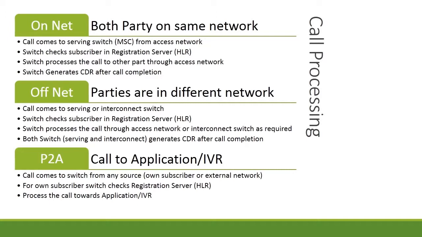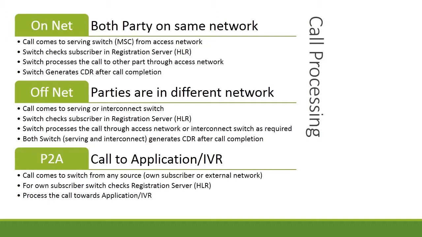At first, we have to know how a call is processed in a telecommunication network. Primarily, we can see three types of call. One is on-net, another is off-net, and the other is peer-to-application. A peer-to-application call means when a subscriber gives a call, then this call is received by the IVR or picked up by any application.